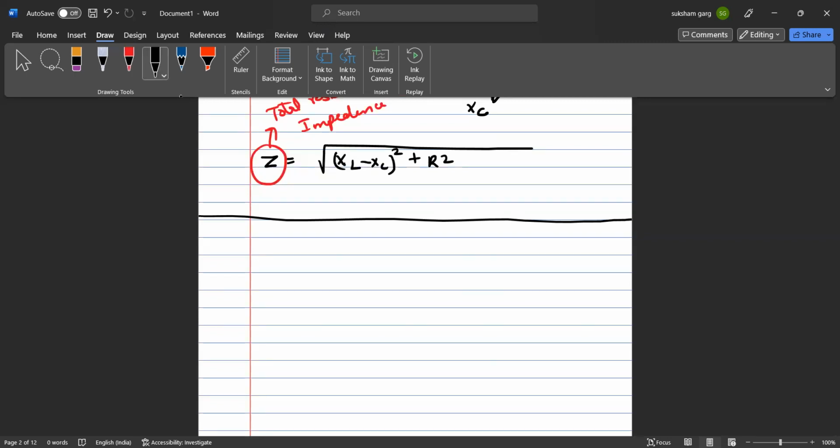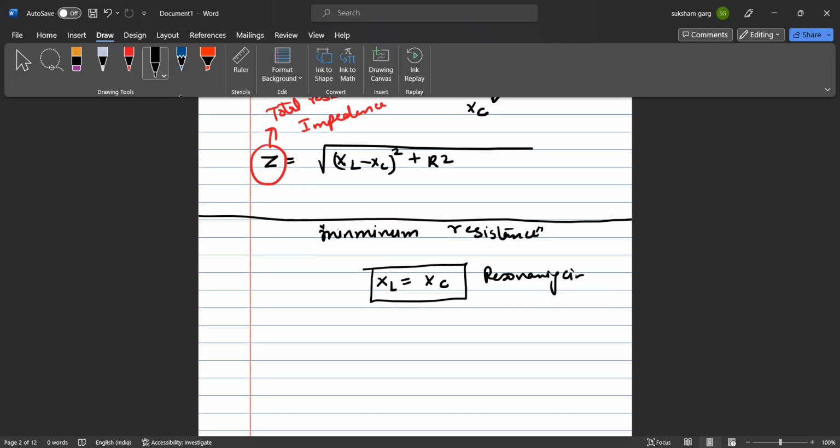Now, supposing I want the minimum resistance in the circuit, but I want to keep all three devices, capacitor, inductor, as well as resistor, in the circuit. So what should I do? If you look through this expression very clearly, you will know that if XL is equal to XC, at that time we can comfortably get minimum resistance. So this type of circuit where XL is equal to XC is called a resonating circuit.